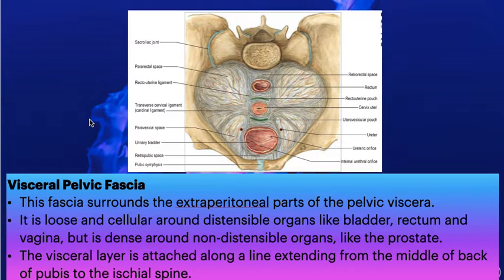Now, coming to the visceral pelvic fascia over the organs. This fascia basically surrounds the extraperitoneal parts of the pelvic viscera. It is loose and cellular around distendable organs like the bladder, the rectum, and the vagina, but dense around the non-distendable organs like the prostate. The visceral layer is attached along the line extending from the middle of the back of the pubis to the ischial spine.